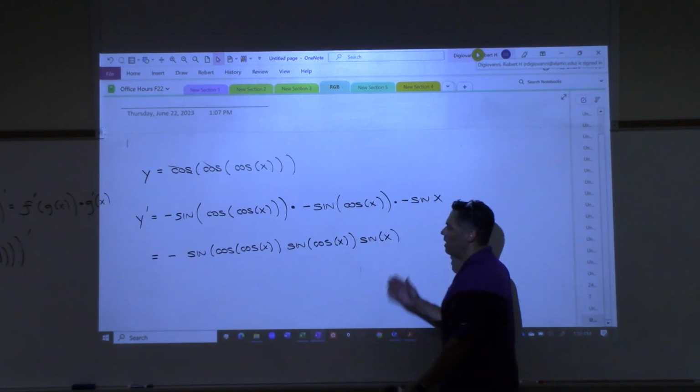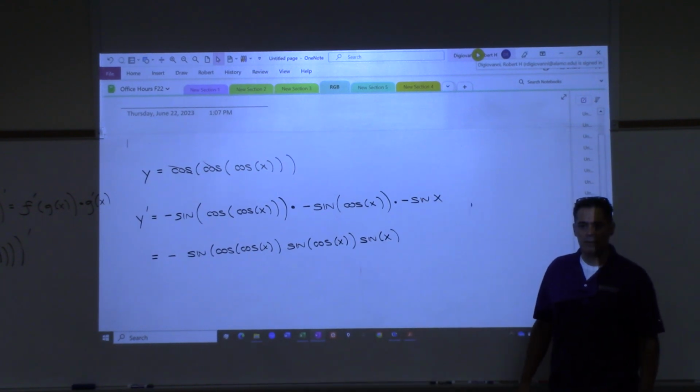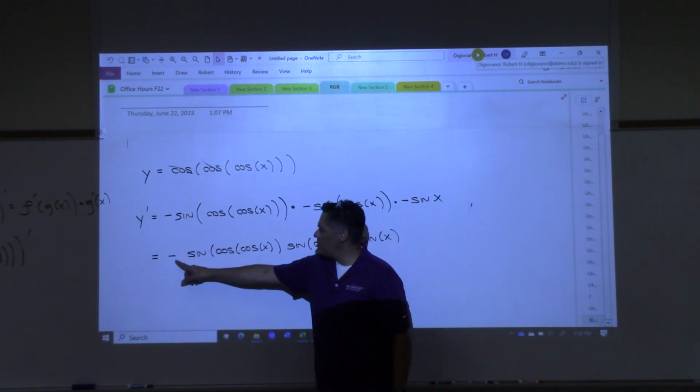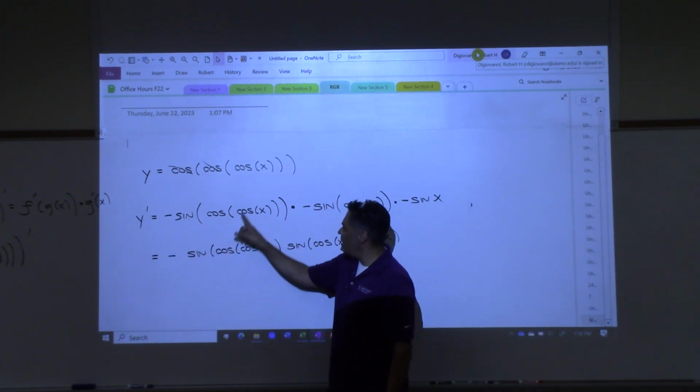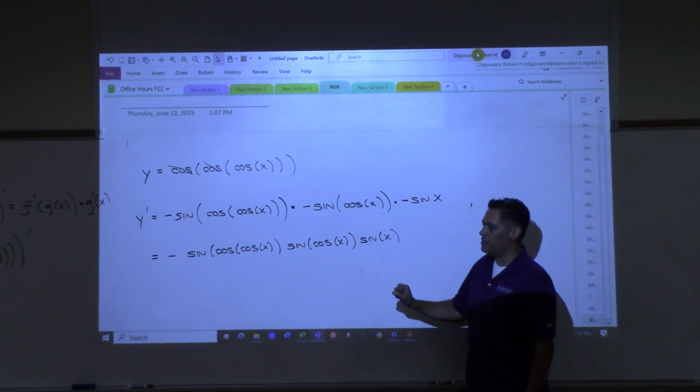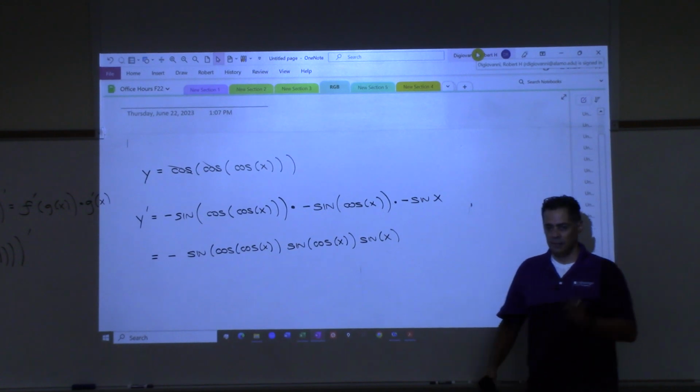You cannot put any of that together, right? This is negative because there were three negatives, so the whole thing's negative. Sine of cosine of x, and then times sine of cosine of x, and then times sine of x.